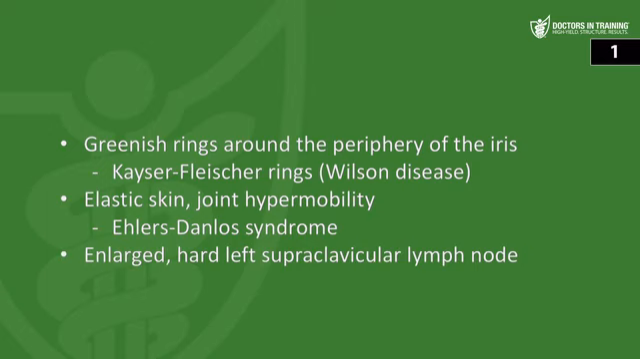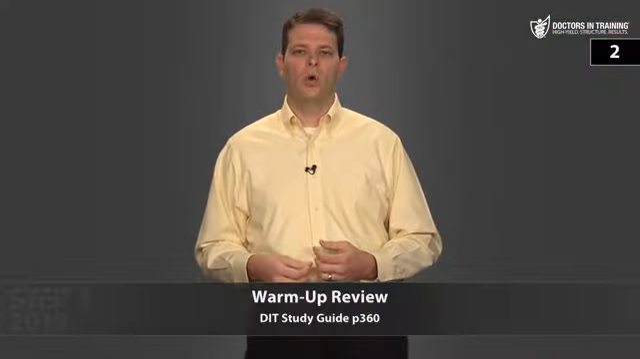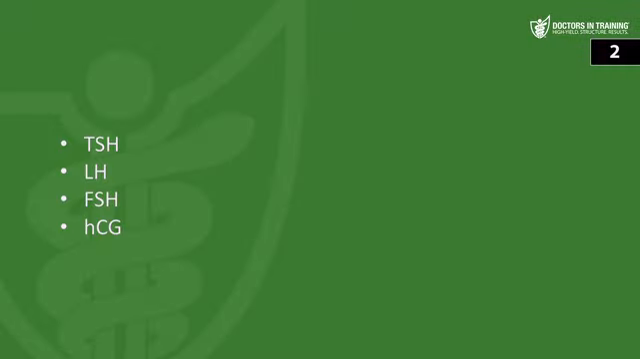Enlarged, hard left supraclavicular lymph node, that's called Virchow's node, which suggests an underlying visceral malignancy, commonly stomach cancer. And the last one, which hormones share a common alpha subunit? You have TSH, LH, FSH, and HCG. All right, let's move on to the lecture.